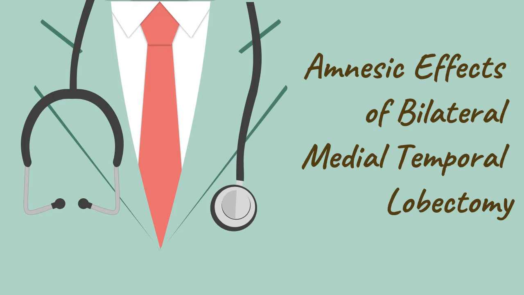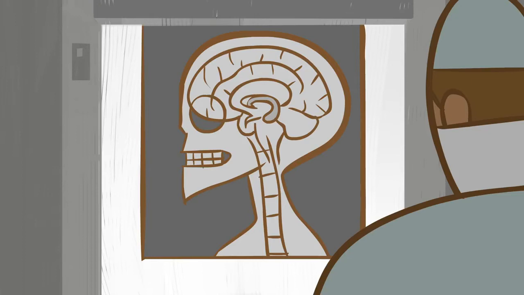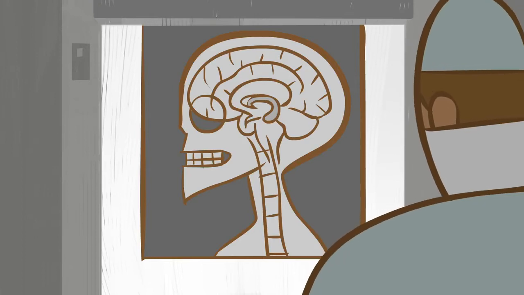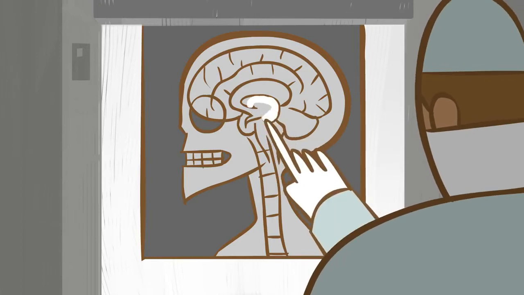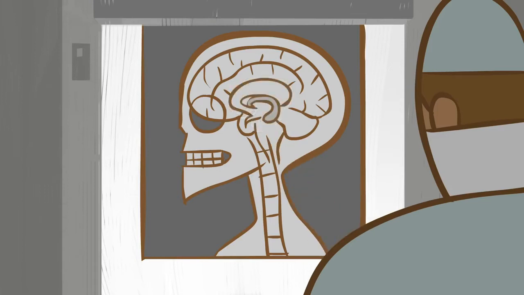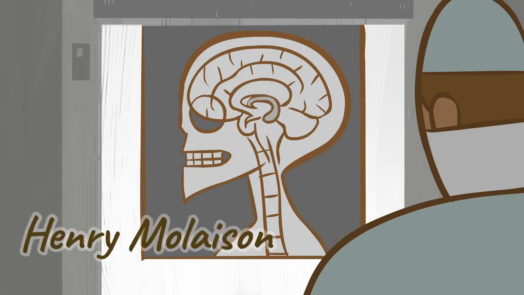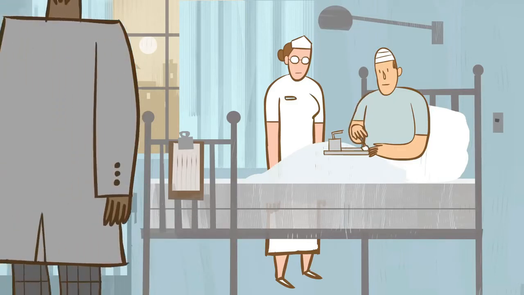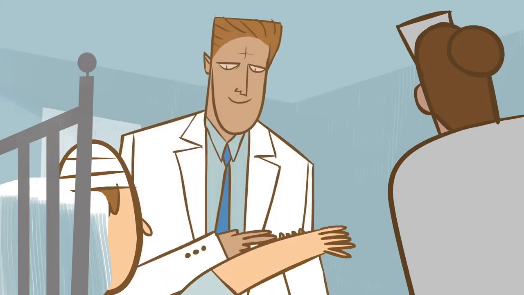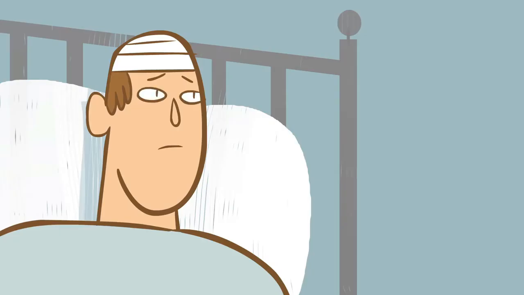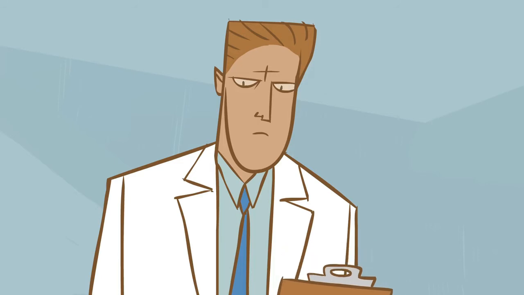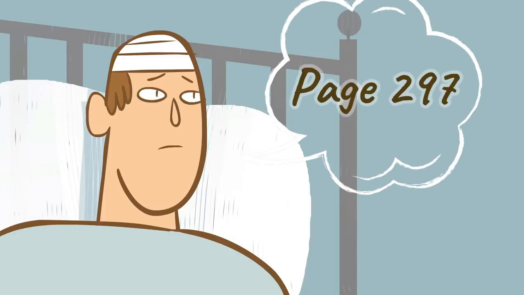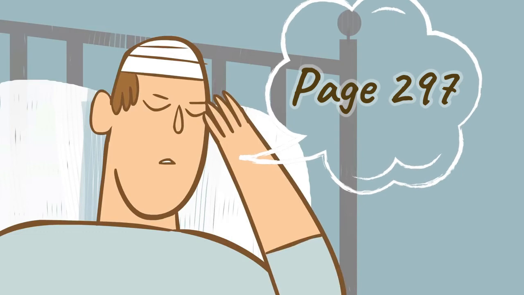So let us begin! Amnesic effects of bilateral medial temporal lobectomy. Ironically, the person who contributed more than any other to our understanding of neuropsychology of memory was not a neuropsychologist. H.M. had the medial portions of his temporal lobes removed for the treatment of a severe case of epilepsy. I hope everybody has already read the case of H.M., the man who changed the study of memory. It's located on page 297 of this textbook.